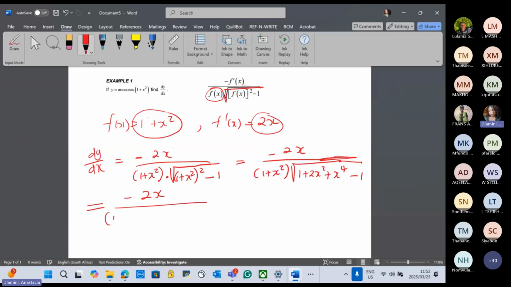Correct. So this is 1 plus x squared. So I see this minus there. And then we have 2x squared plus x to the power of 4. Are we all together? What else can I do there?